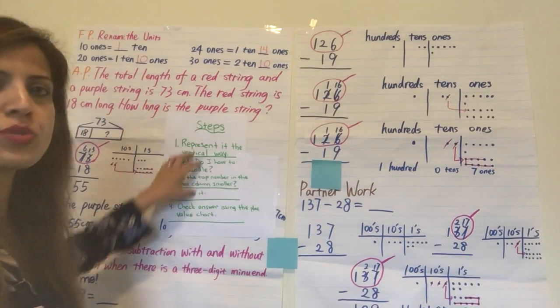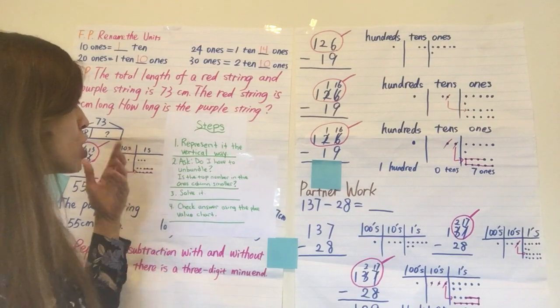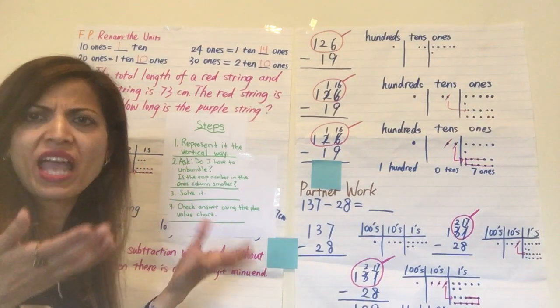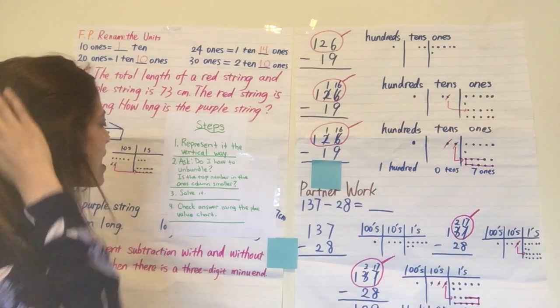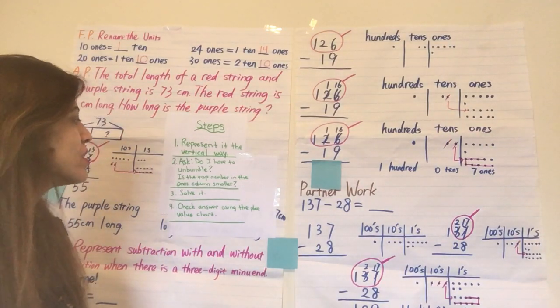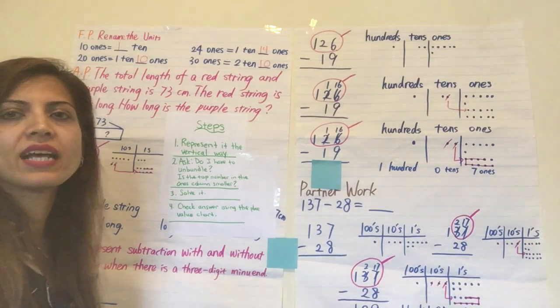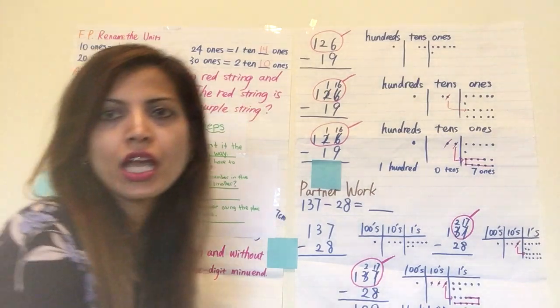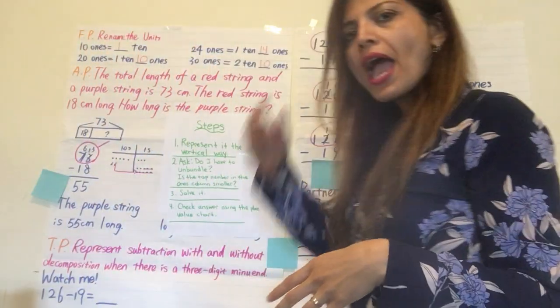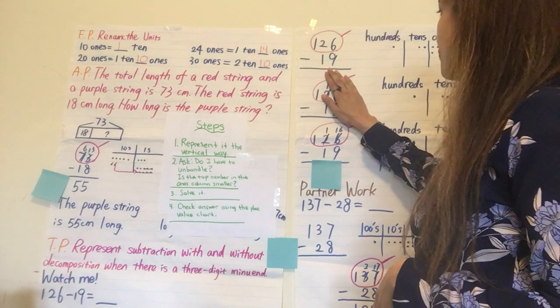Again, we're going to use these steps. 1, represent it the vertical way. 2, I have to ask myself, do I have to unbundle, right? Is the top number smaller in the ones column? Step 3, solve it. And step 4, check the answer using a place value chart, okay? So here you are, and you'll see 126 minus 19, okay?